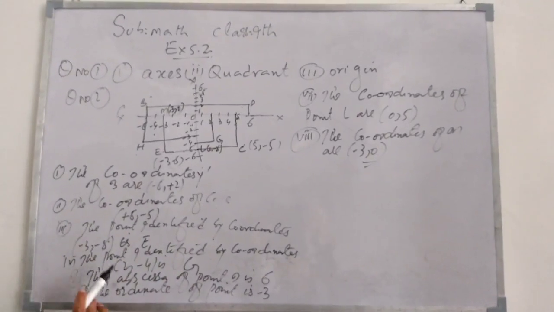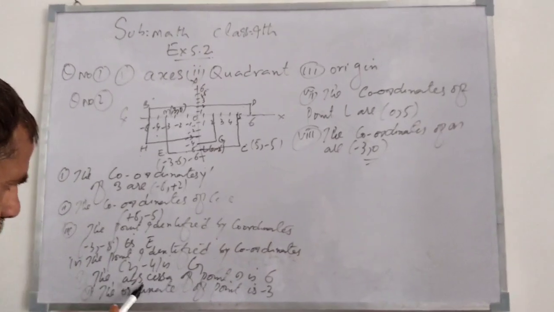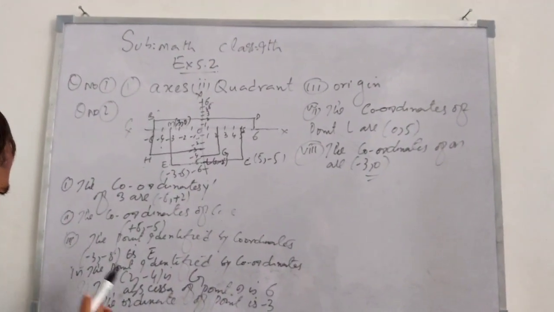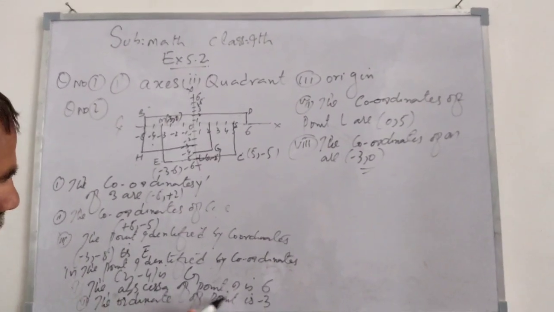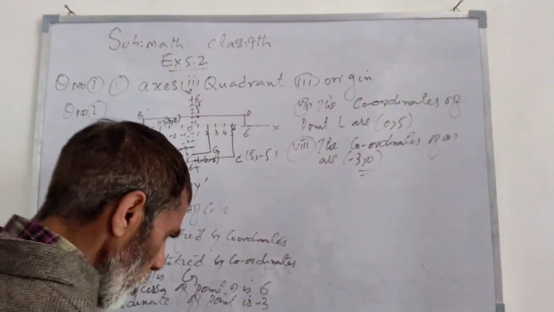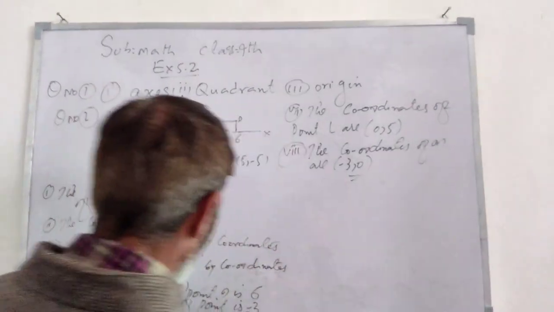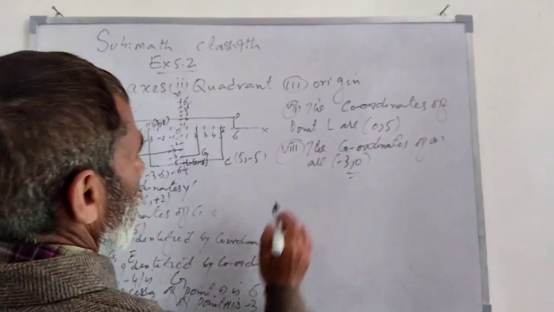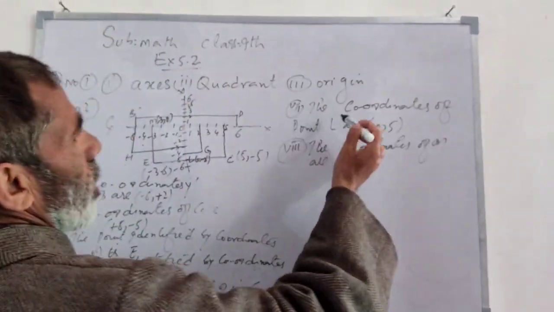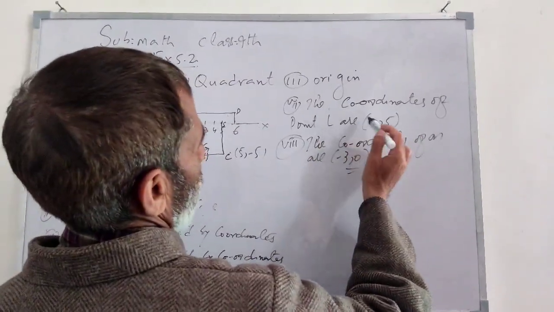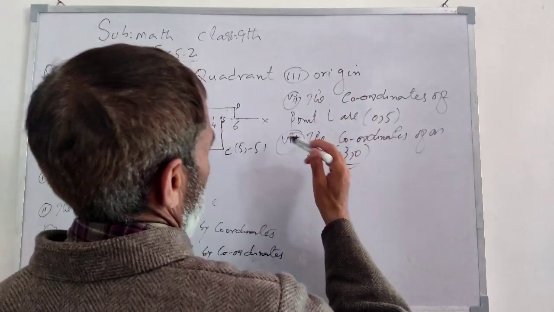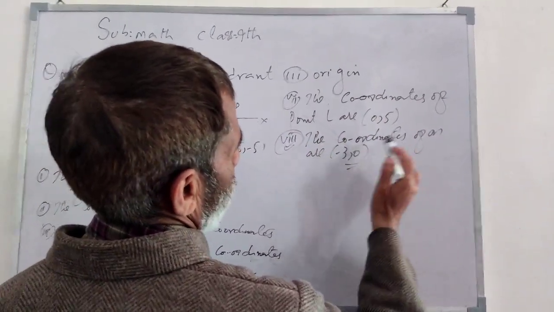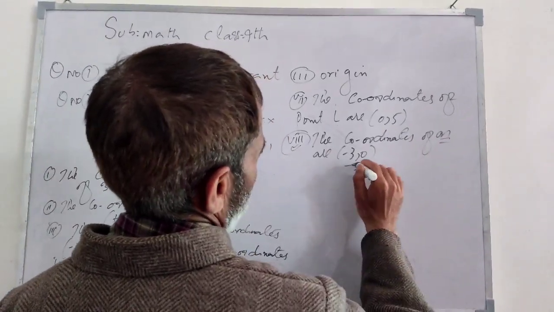In fifth part, we have to give the abscissa of point D, which is 6. In sixth part, we have to give the ordinate of point H, which is -3. In seventh part, we have to give the coordinates of point L, which are 0, 5. And in last eighth part, we have to give the coordinates of M, which are -3, 0.